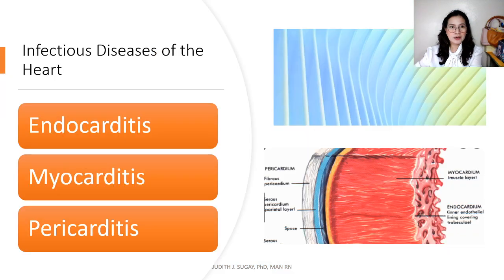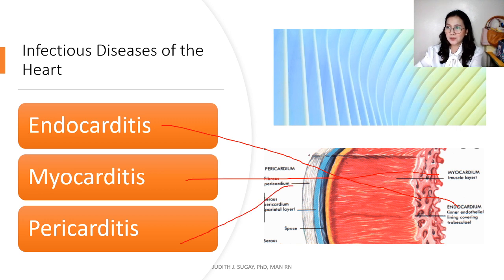Moving on. Let's now discuss the infectious diseases of the heart. We have endocarditis, an infection of the inner lining, the endocardium. Then myocarditis, which affects the muscle layer of the heart. And pericarditis, which refers to infection of the outer sac, the pericardium.